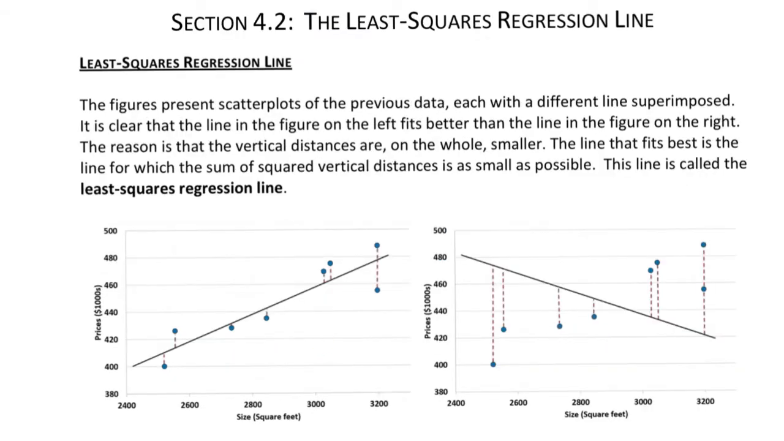These two figures represent the scatter plot of the previous data. In this one we draw a line with a positive slope. In this one we draw a line with a negative slope. But if you look at the vertical distance from the data to this line, this distance is smaller compared to this distance to this line. The line that fits best is the line for which the sum of the squared vertical distances is as small as possible. This line is called the least squares regression line. So this is the least squares regression line, not this one.